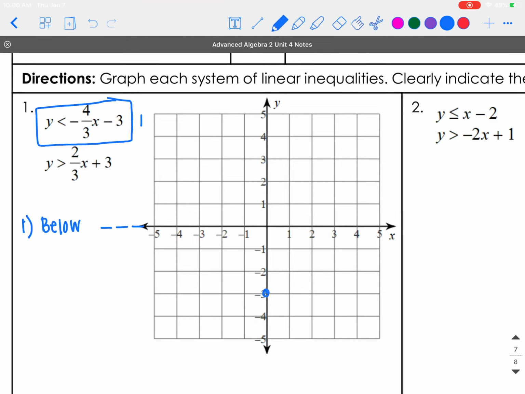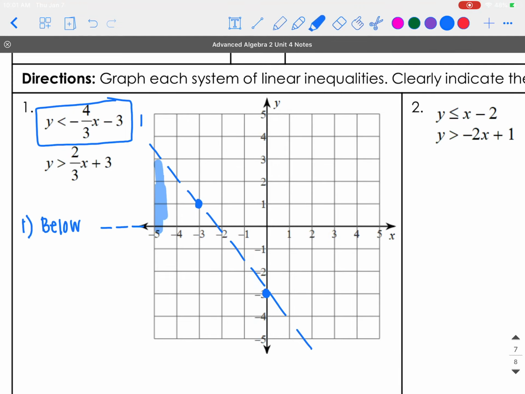So I put my y-intercept on -3. We're going to graph this line just like normal. And my slope is -4/3. I can't go down 4, so I'm going to go up 4, left 3. And it's a dashed line, so I'm going to draw a dashed line the best that I can. And it says to shade below.